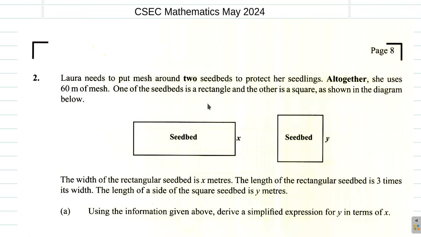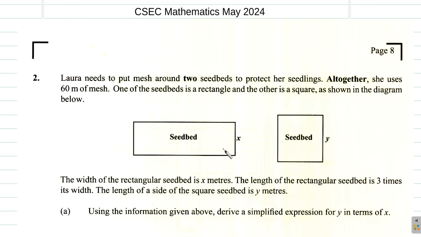Here it says Laura needs to put mesh around 2 seed beds to protect her seedlings. Altogether, she uses 60 meters of mesh. One of the seed beds is a rectangle and the other is a square, as shown in the diagram. The width of the rectangular seed bed is x.